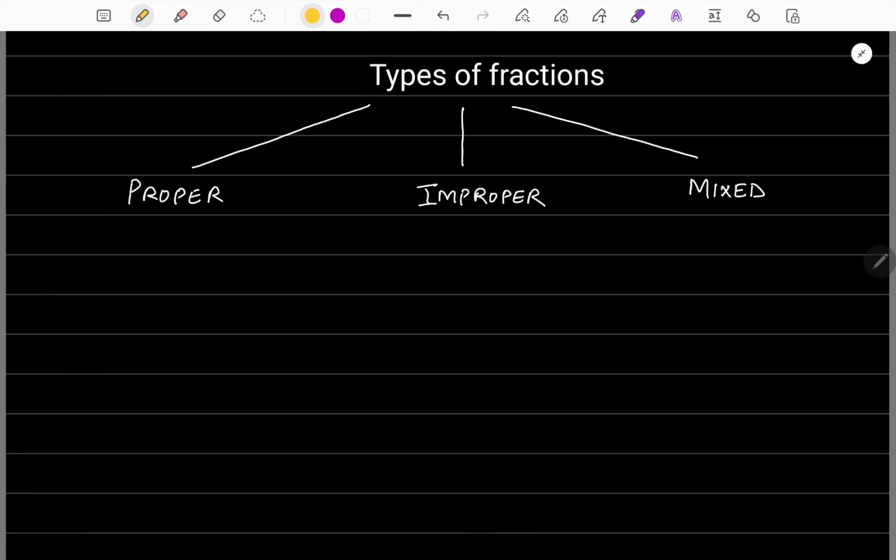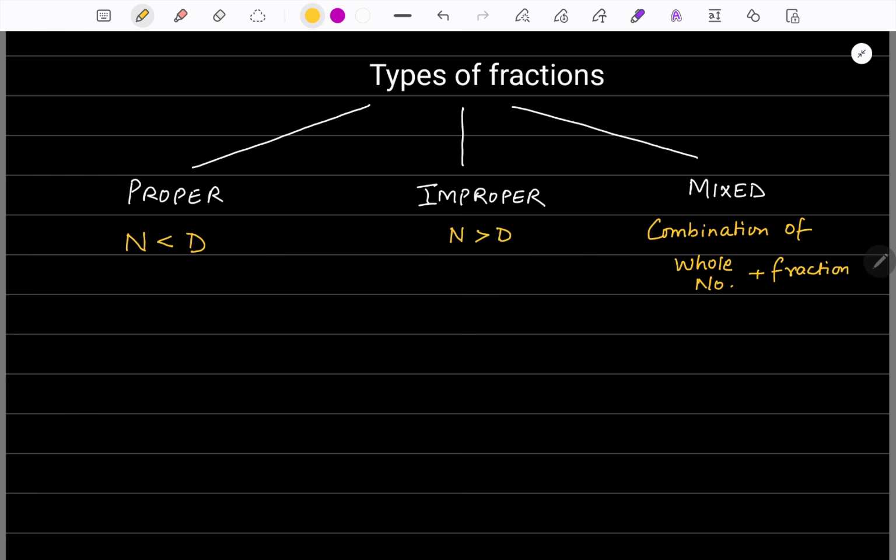Briefly, proper fractions are the fractions that have numerators less than their denominator. So the value is less than its denominator. The opposite of this is true for improper fraction. Here numerators are bigger than their denominators. And mixed fractions are a combination of a whole number and a fraction. So we write whole number plus fraction.